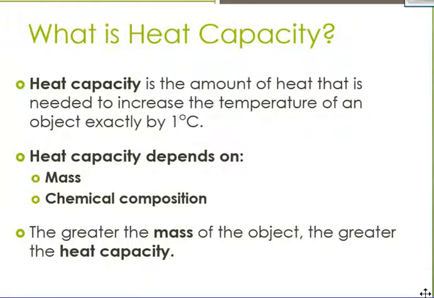The last of the heat videos deals with the idea of heat capacity. That's the letter C on the back of the reference table. Heat capacity is how much heat it takes to increase the temperature of an object exactly 1 degree Celsius. It depends on two things: the mass of whatever we're looking at. So for example, if we're looking at a body of water, how much water are we looking at? And the chemical composition of what makes up the substance. If you have more mass, you're going to have a greater heat capacity.